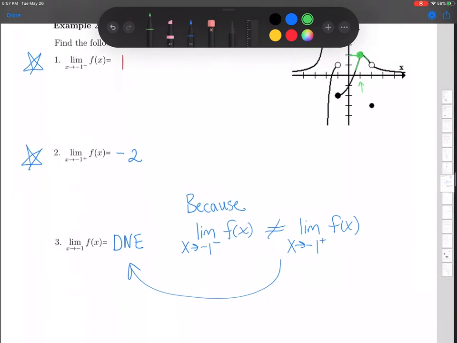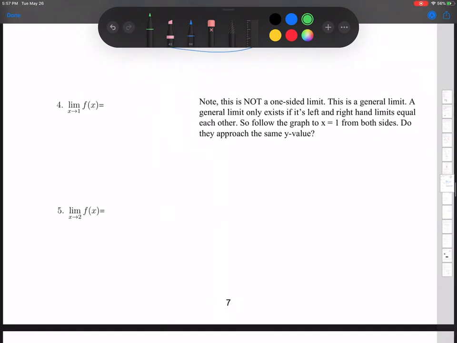So now I'm going to go ahead and read that blurb. So let me go back down here. This is pertaining to this question. So note, this is not a one-sided limit. This is a general limit. A general limit only exists if the left and the right-hand side limits equal the same. So if they're going to the same number, the same y value. So what did we say here? This was going to be equal to 2. Cool. So there it is.